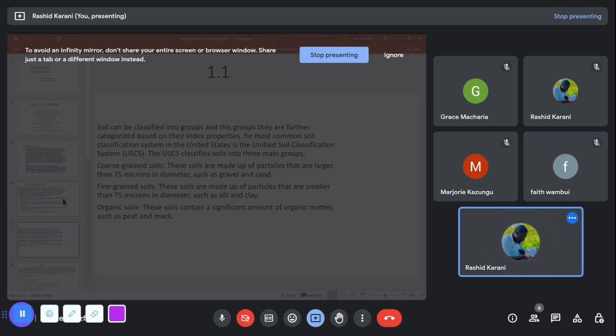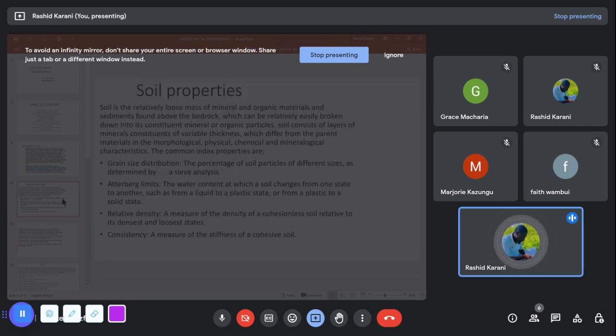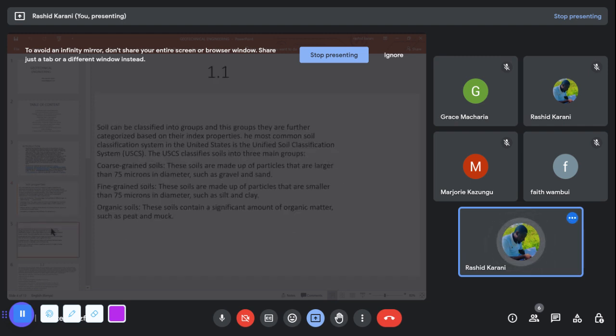So, Faith, because I know you have done soils, can you just tell us the three groups that soils are classified into? Fine grain soil, good. Another? Coarse grain, yeah, very good. And finally, which other? Organic. Yes, I can see you have knowledge about the soil, so there is not much to go deep into.